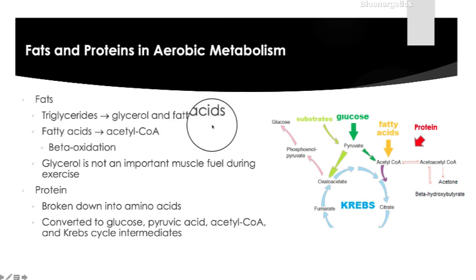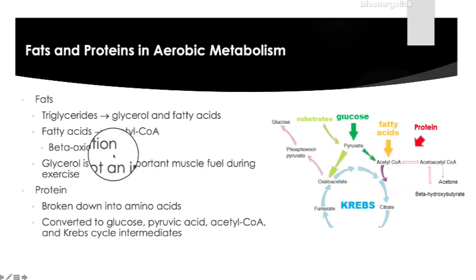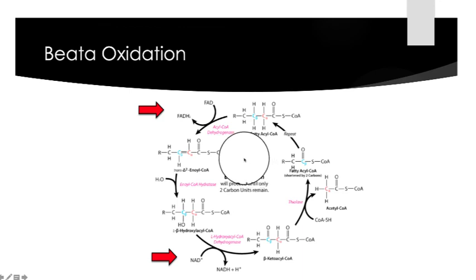Fatty acids, as I showed you, go into the Krebs cycle as well, and they have to be converted into acetyl-CoA as well. Glycerol, we really don't generate a lot of energy from glycerol, so glycerol just kind of floats around in the blood. And protein is the same thing. Protein also gets broken down here in the Krebs cycle, which we had already mentioned.